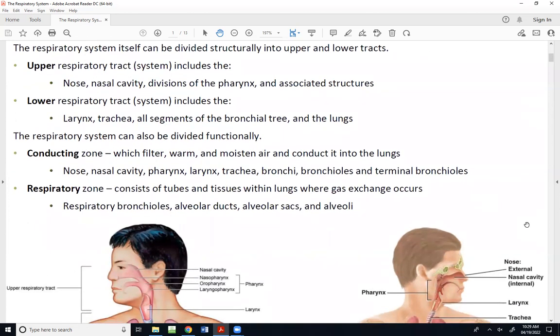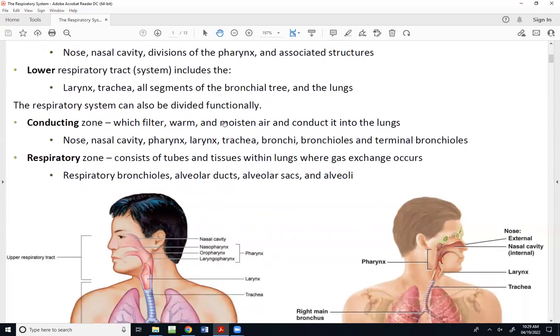As far as the structures go, there's two different ways to categorize and break things down. You can do it structurally and then functionally. Structurally, we break them down into upper and lower tracts or systems. The upper respiratory tract or system includes the nose, the nasal cavity, the divisions of the pharynx, because there's three of them, and then the associated structures.